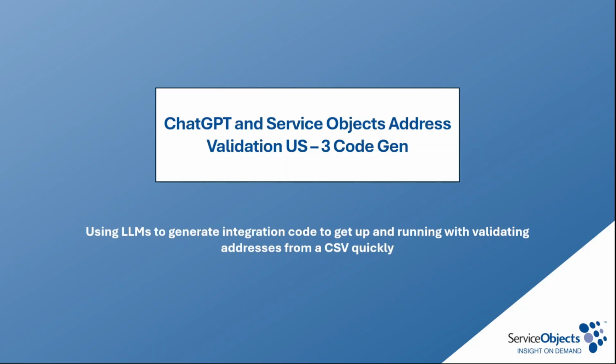We want to take a list of addresses from a CSV file and process them through the API, all code generated by ChatGPT. So in this case, we're going to be looking for the code to be able to open up a CSV file, identify the columns that we need for address validation through US3, call the API and do an address validation on each individual record, and then wrap up and close the file.